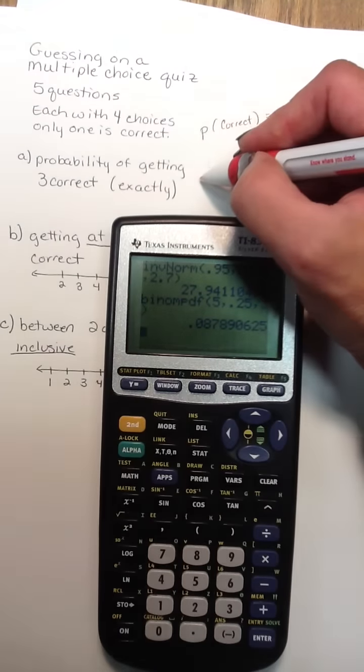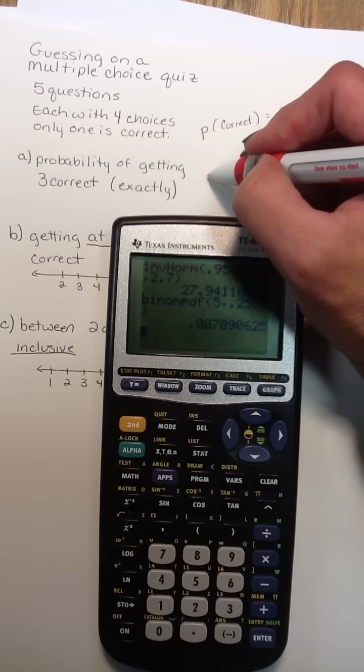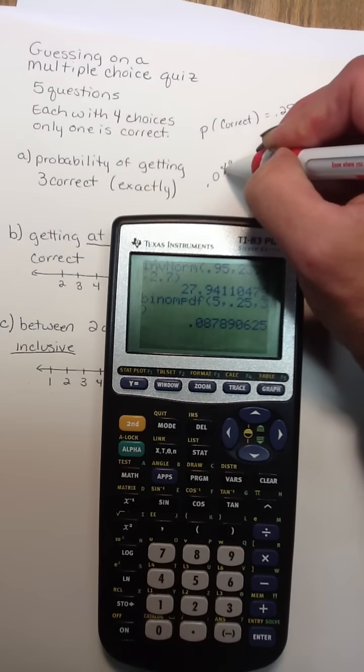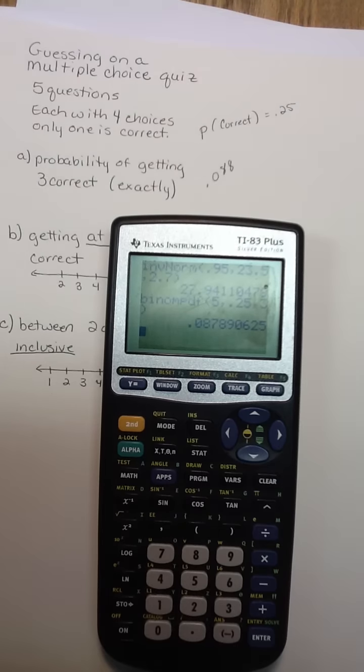So we only have the probability of 0.088, or an 8.8% chance of getting 3 correct.